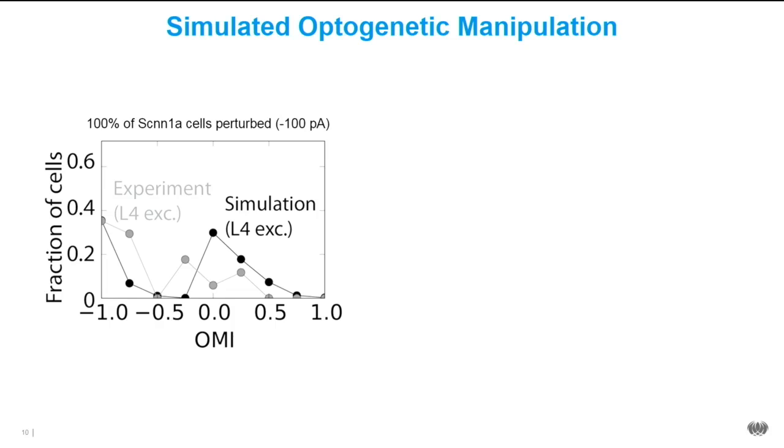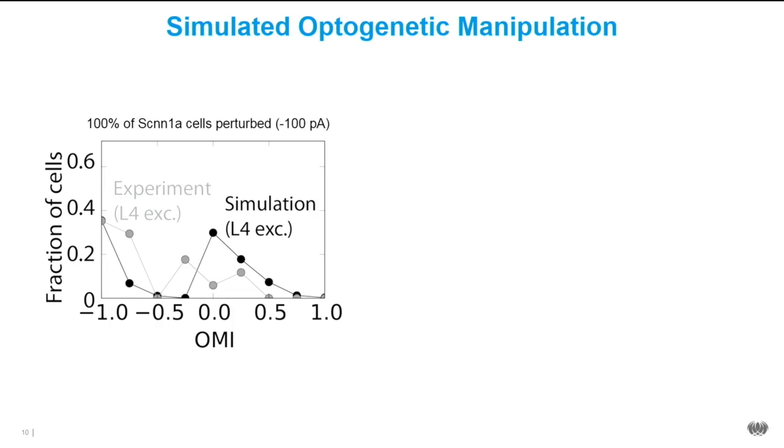What we can see is that the simulation qualitatively captures some of the features of the experiment. It very nicely captures that there's a fraction of cells that are silenced completely. At the same time, there's another kind of bimodal distribution, a population of cells right around 0 plus or minus a little bit, not really affected very strongly by the experimental perturbation.